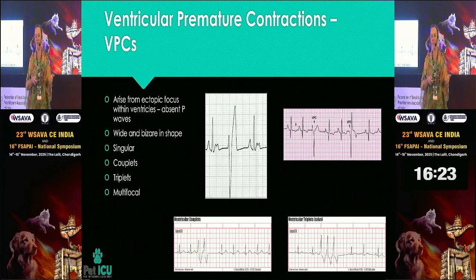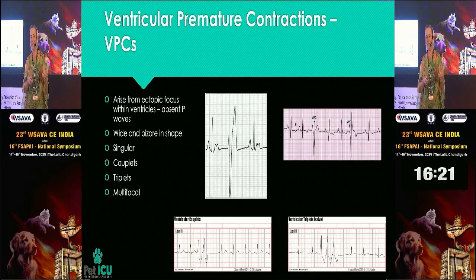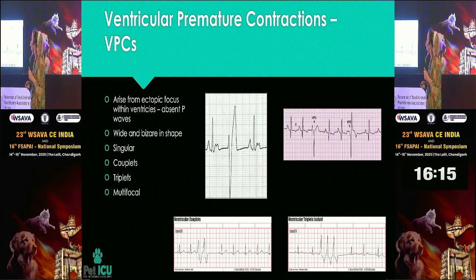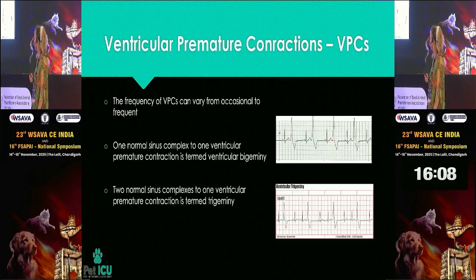They can happen by themselves. They can happen as couplets, so you get a run of 3 of them. You can have couplets is 2, triplets is 3, or they can be coming from all different places, and they all just look slightly different morphology, which I've got some videos of.